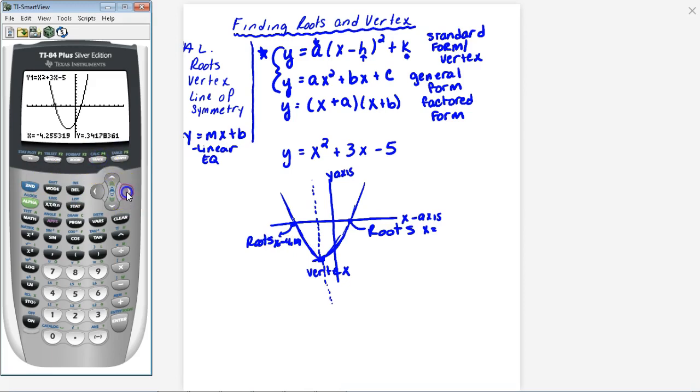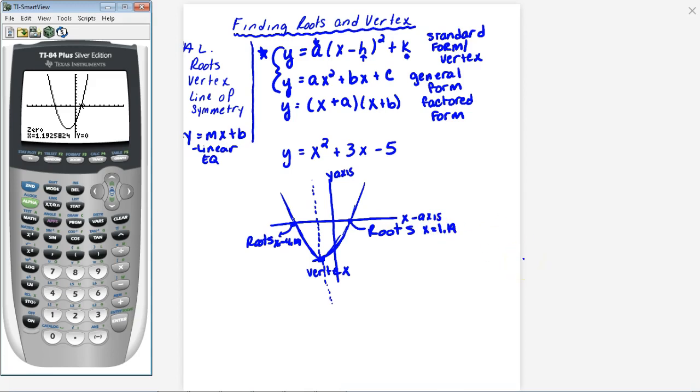Trace over close. You have to be close to where it crosses the axis. Trace over this way, close. And second calc, zero. Okay, left bound. This time I need to be under it since it's left bound to the left. Hit enter. Arrow over. Enter, enter. So it looks like 1.19. Okay, so this x is 1.19. And the y is 0 there, right?